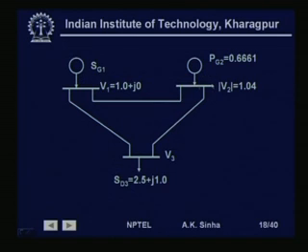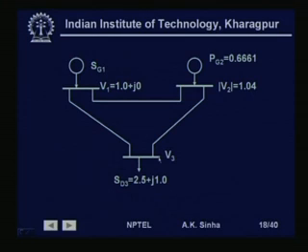Bus number 2, as we see here, the voltage magnitude is specified as 1.04 and the real power injection into the bus is also specified as 0.661 per unit. Now, here what is unknown is the voltage angle delta 2 and QG 2. So, at this bus we have QG 2, the reactive power injection into the bus, and the voltage phase angle is unknown.